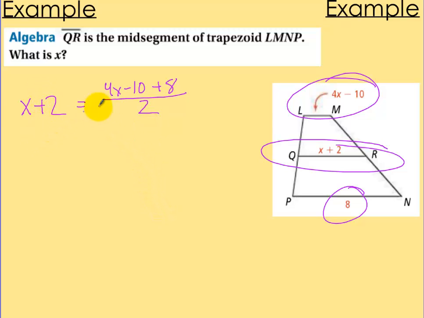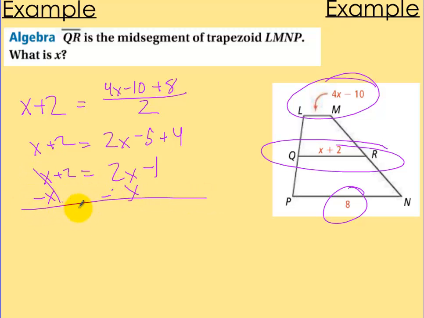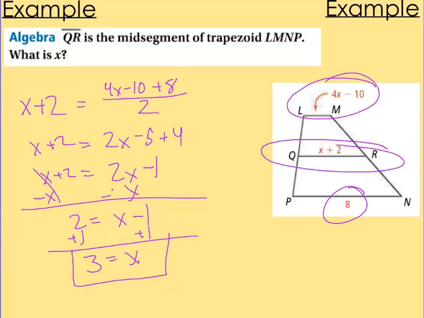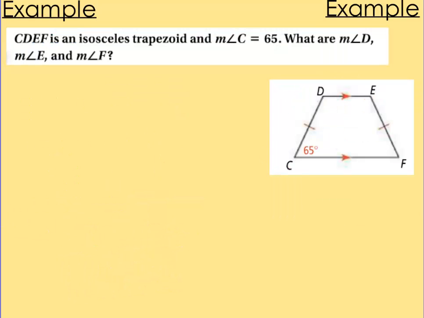All right, so let's do the math here. Dividing all these by 2, that's going to end up being 2x minus 5 plus 4 equals x plus 2. Combining like terms, it's going to be 2x minus 1 equals x plus 2. I'm going to subtract x from both sides. So let's cancel. I get x minus 1 equals 2. Add 1, and I'm going to get x equals 3. So my answer is x equals 3. Next one, pause the video.